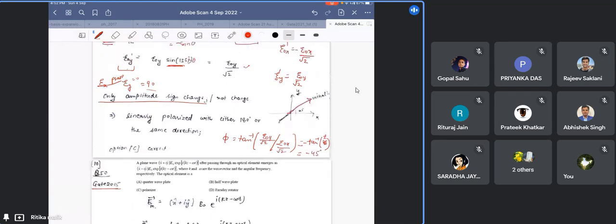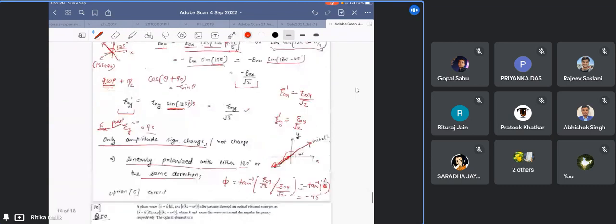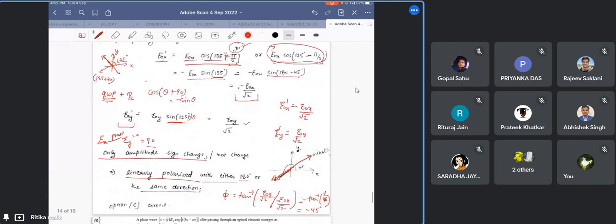So initially, the light is at 45. Now, after passing through the quarter wave plate, it is at minus 45. So the light will remain linearly polarized. But the angle either changes by 180 degrees or it is in the same direction. In my case, it came out negative, that is, it is moving 180 degrees with respect to initial. But if you use the negative sign concept, then you will get this positive term and you will get that your light will move in the same direction.